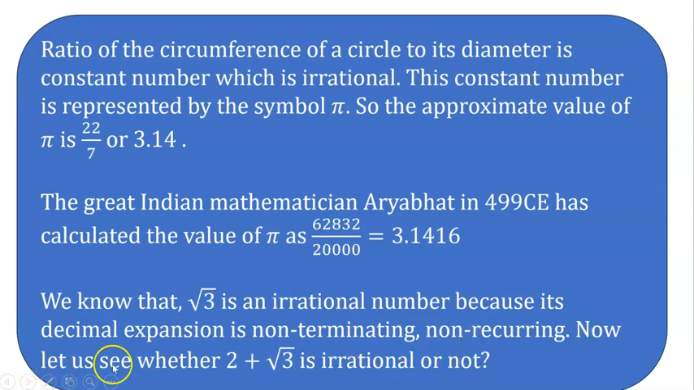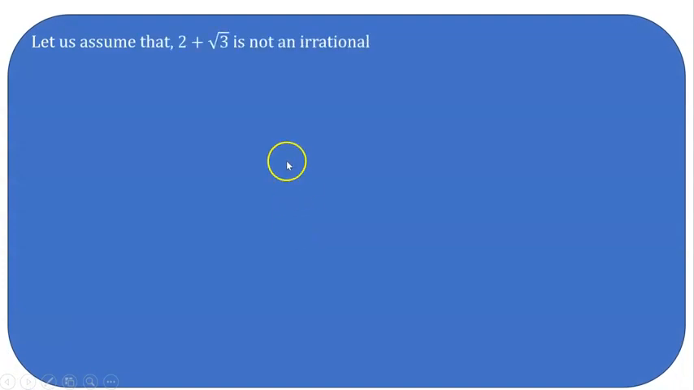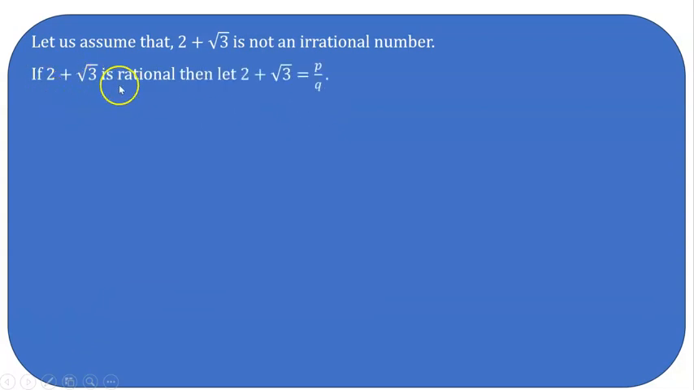Now let us see whether 2 plus root 3 is irrational or not. Let us assume that 2 plus root 3 is not an irrational number. Then it is a rational number, so we can express 2 plus root 3 in the form p upon q, where 2 plus root 3 is equal to p upon q.